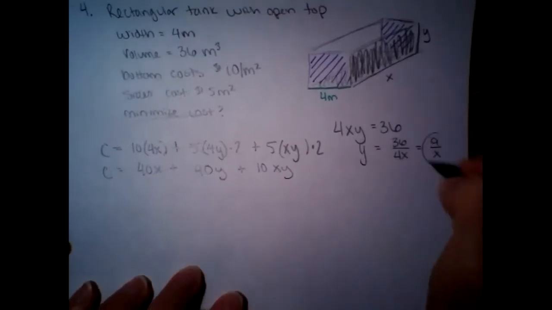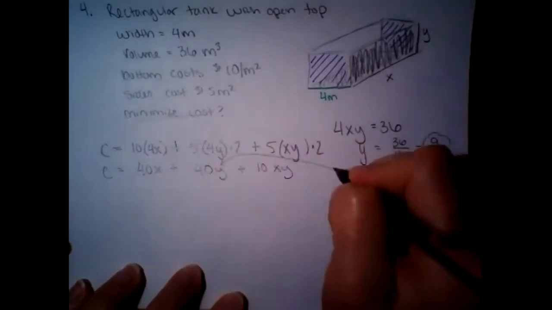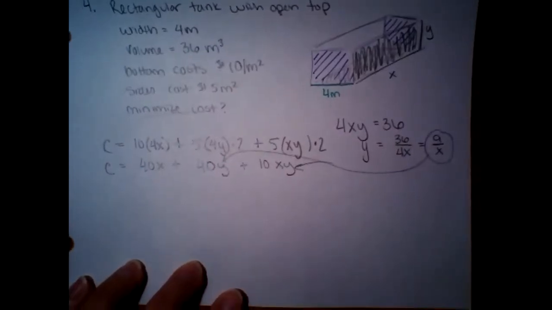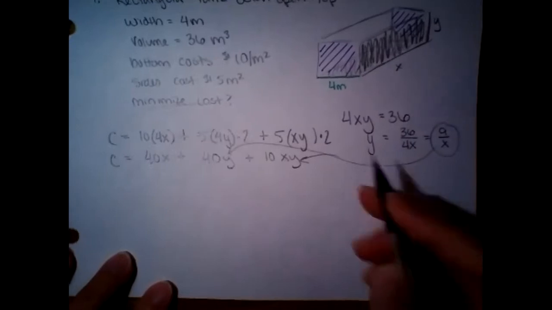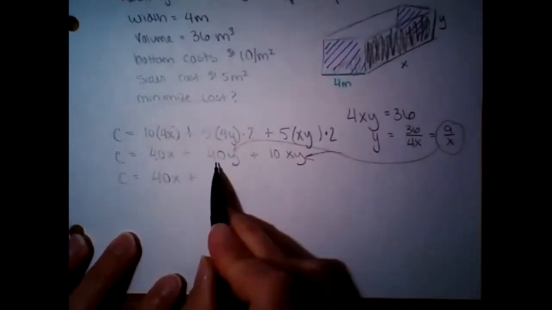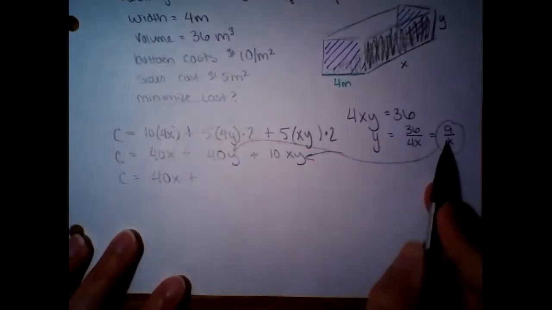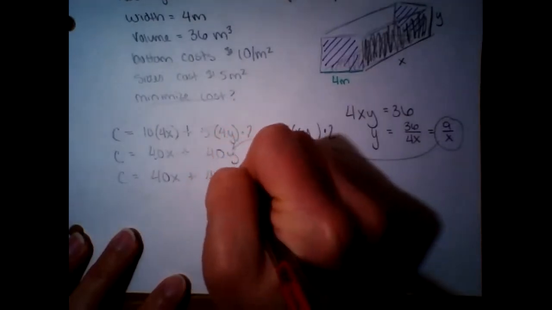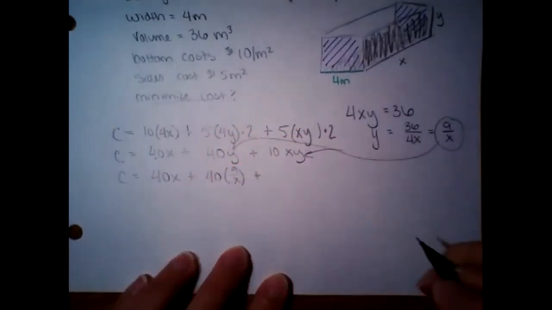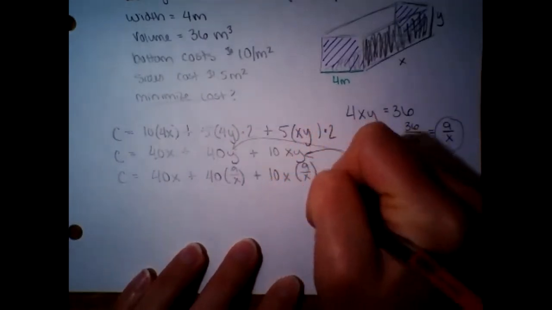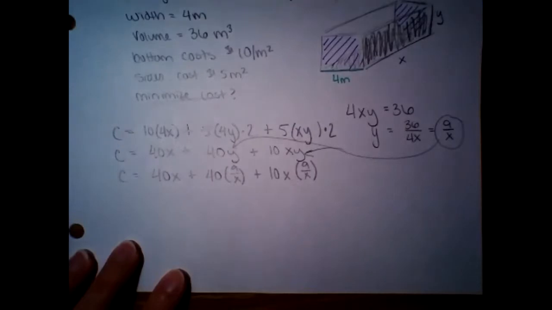So that is going to get plugged in for y in this equation. Again, stick with me. It's just a bunch of algebra. We're substituting that in. All right, so this is going to be 40x plus 40 times 9 over x. I'm plugging 9 over x in for y. Plus, and then this would be 10x times 9 over x. So now we want to do derivative equals 0.